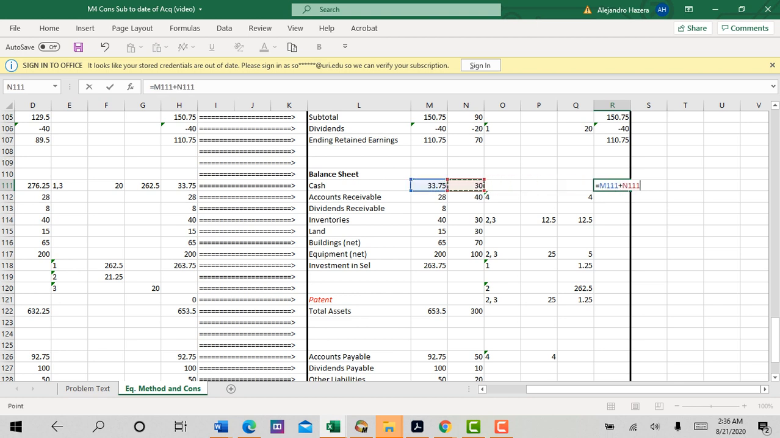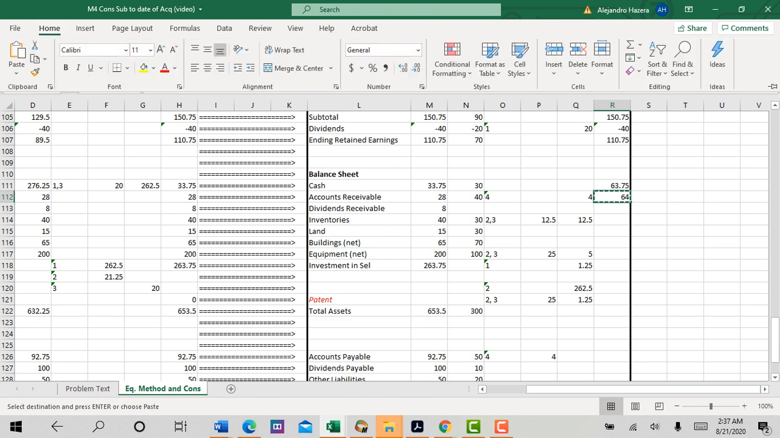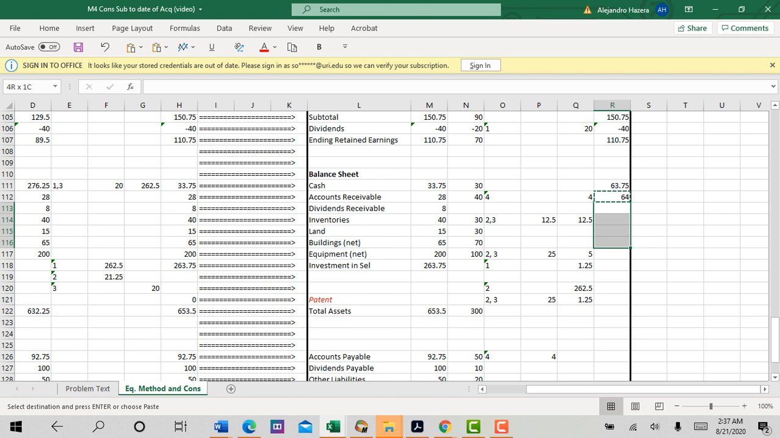Cash is the parent plus the sub. The accounts receivable are the parent plus the sub, plus any debits minus any credits. That gives you 64. I can copy this formula down to all these assets, up to the investment account. It gives you a dividend receivable of 8. May want to write that off. That's okay.